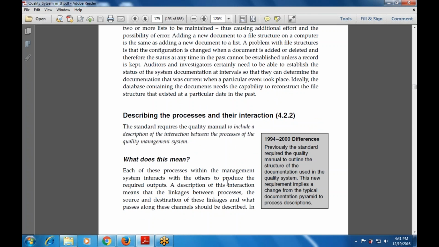Then next is describing the processes and their interaction: how to include the processes, and how to include the various descriptions of the interaction that show what interaction is going on between the processes of the quality management system.